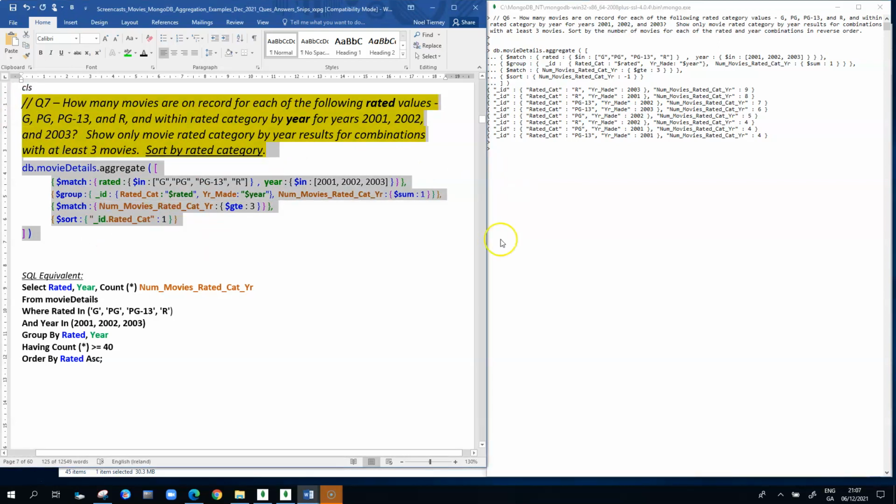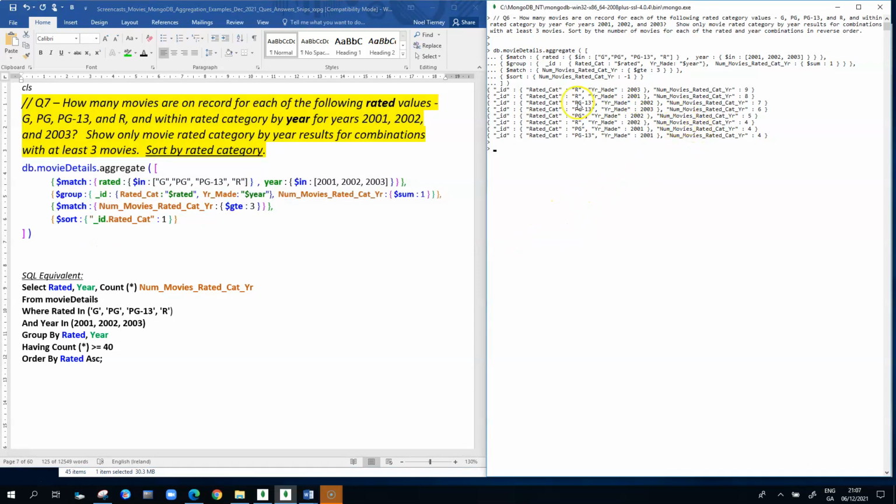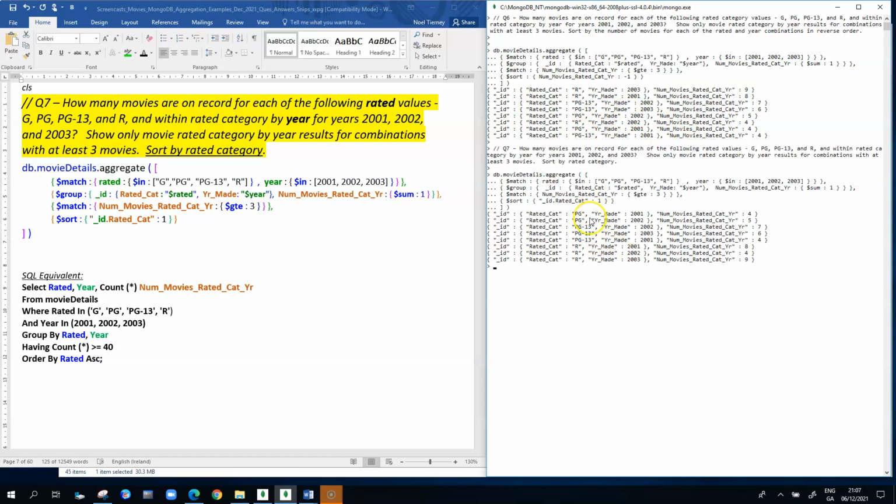So I'll just copy the aggregation. In the previous one, as you can see here, it's sorted by the number of movies per year, whereas now I want to sort it by the rated category. There are 3 rated categories, and when I sort them, it's going to put the PG first, followed by the PG-13, and finally the R. So the number of movies for 2001 is 4. For 2002, it's 5.